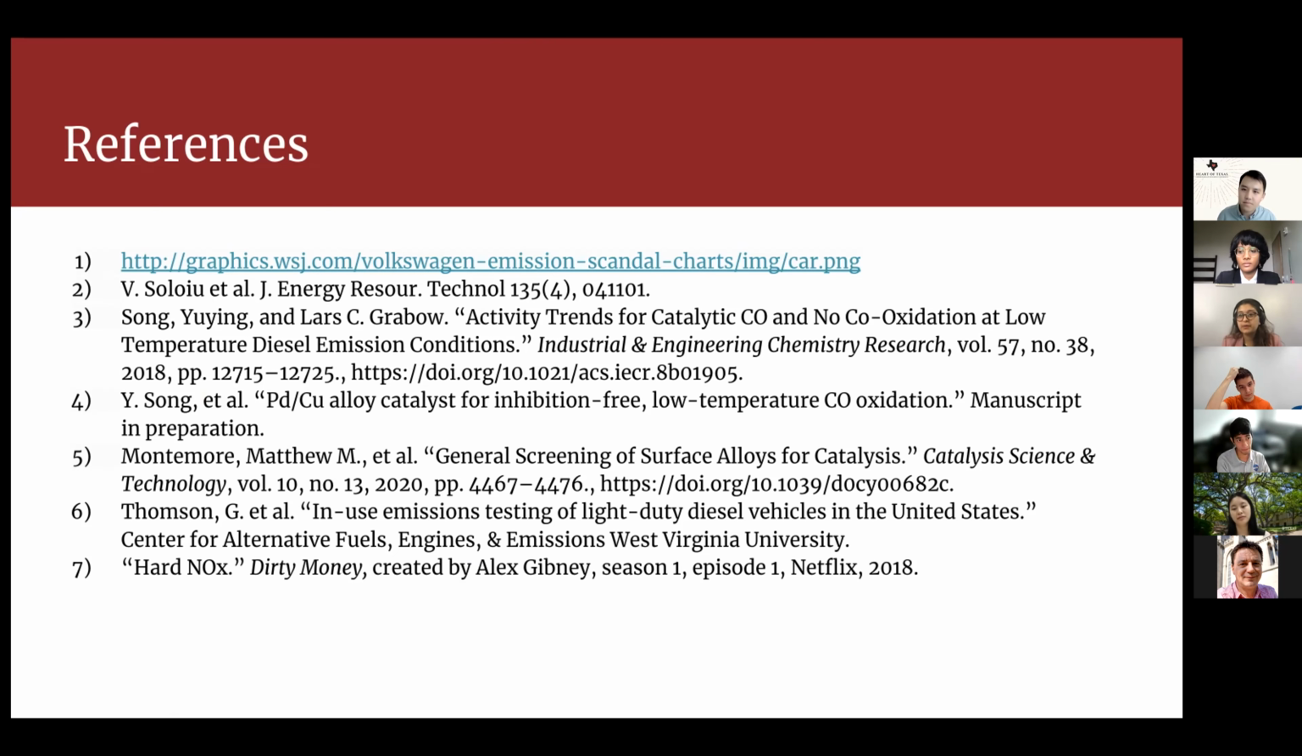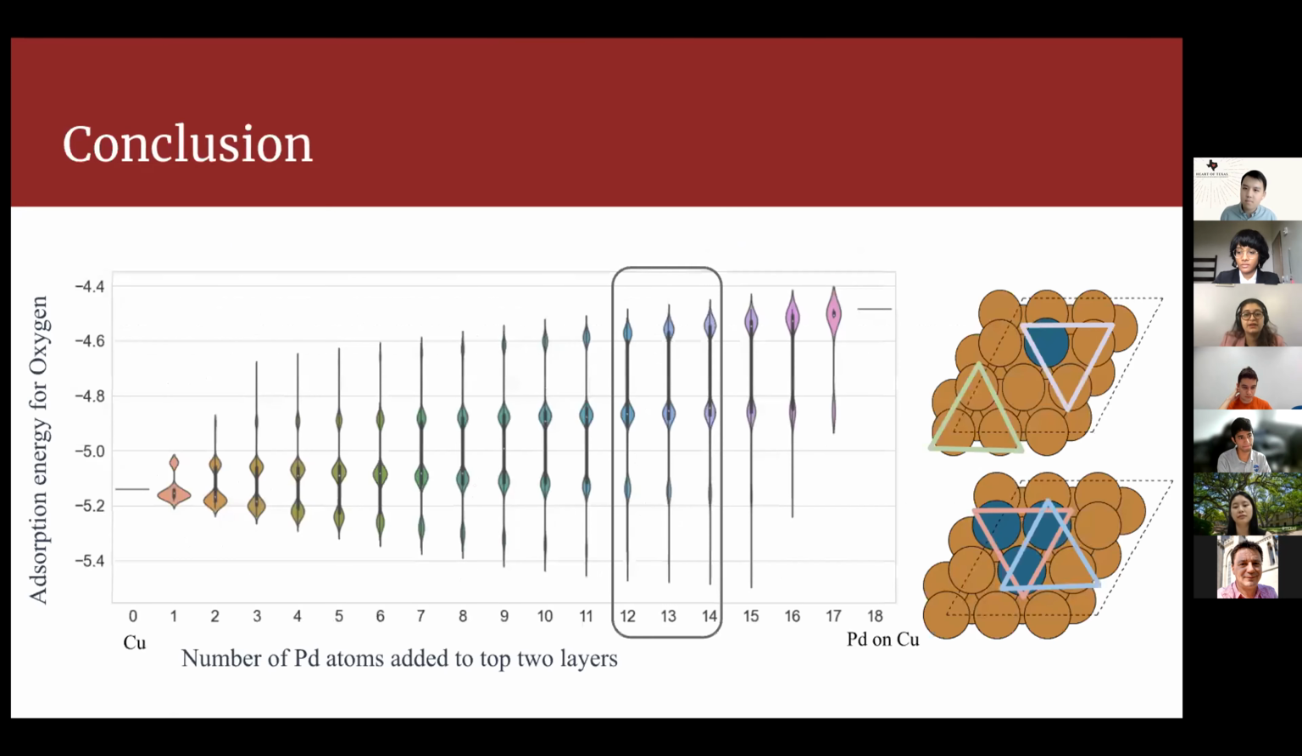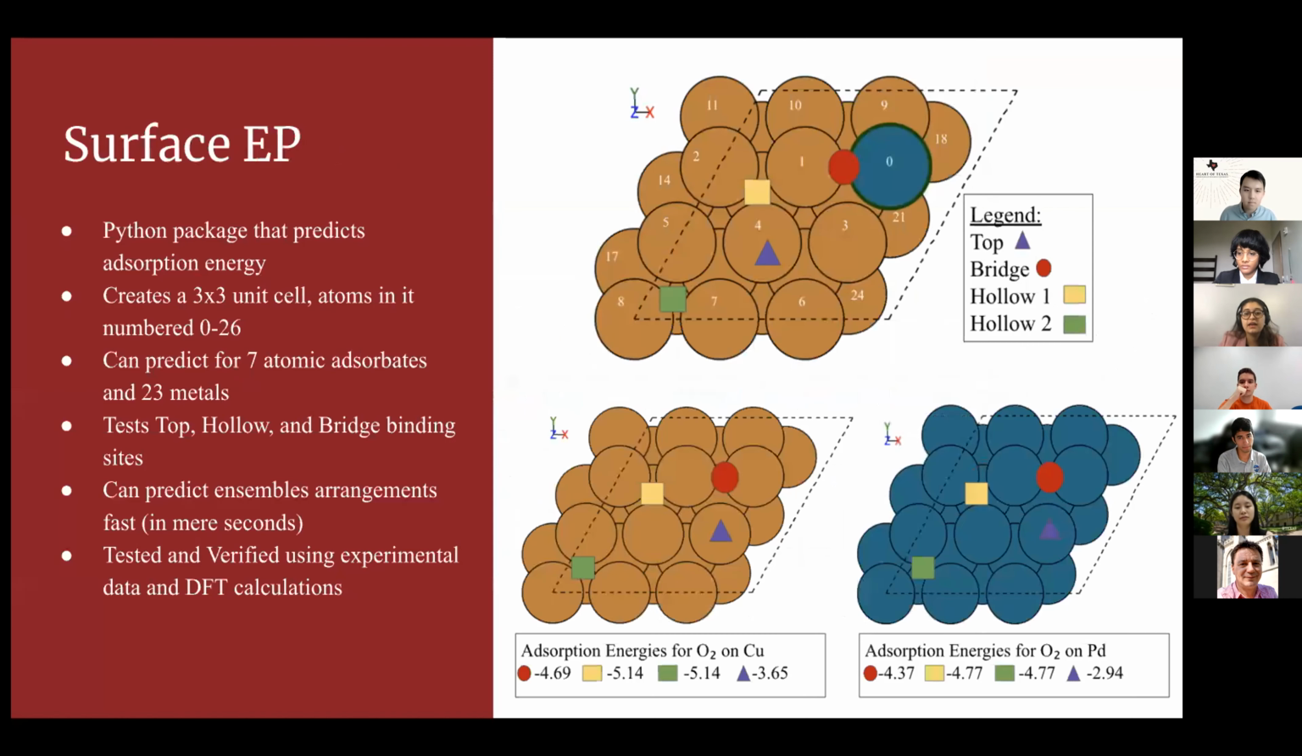So essentially what you input to the package is, here, I will go back to that slide. What I'm inputting to the package is I tell it what site I want to look at. So I say, do I want to look at top, bridge, or hollow? Now, the package can use 23 different metals. So I have to tell it which metals I want and then where I want the second metal. So I say I have a copper surface, I want one palladium atom on it. Now I have to tell it, do I want that one palladium at site 0 or do I want it at 14, 24, and so on and so forth.